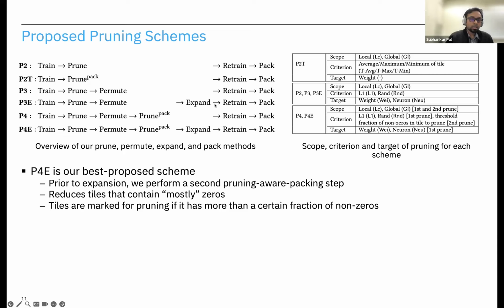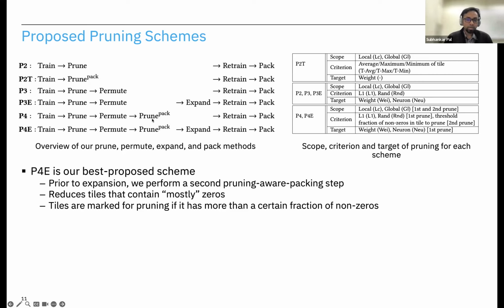The reason is, after you permute, you still have certain tiles with few non-zeros and many zeros. So these are zeros that we cannot recover. We cannot exploit them once they're encrypted. So what we're going to do is expand them back. We're going to undo those zeros. So it's undoing the pruning for those tiles that have few non-zeros among the zeros. That step we call expand. And after expansion, we can retrain again. So that is P3E.